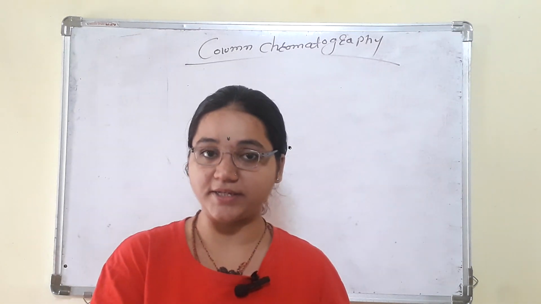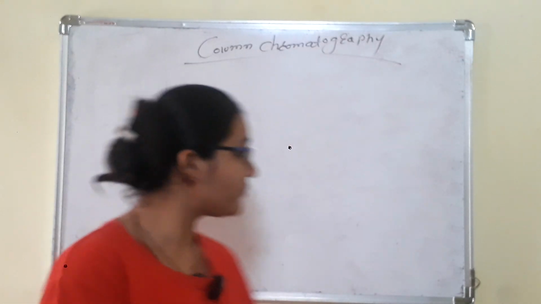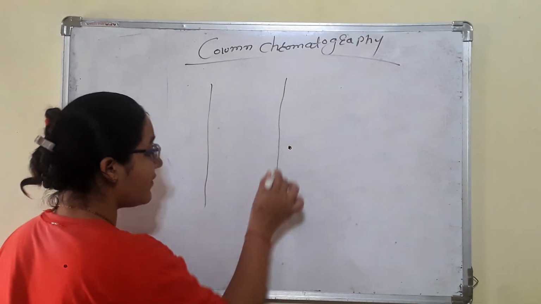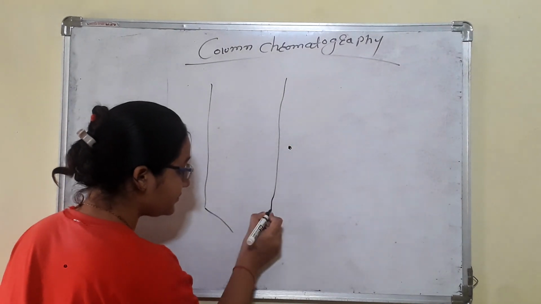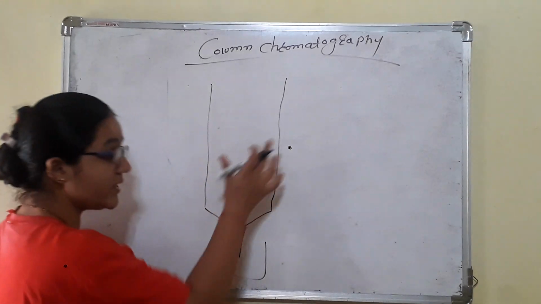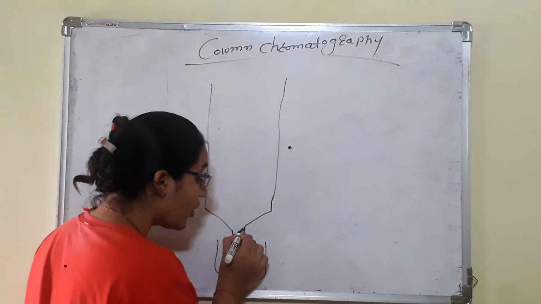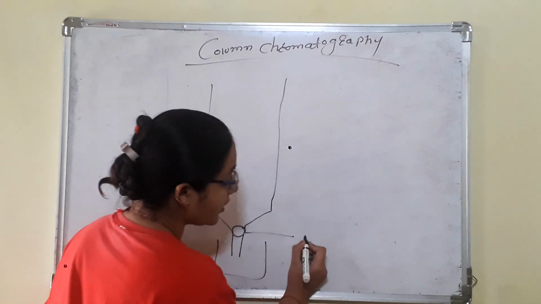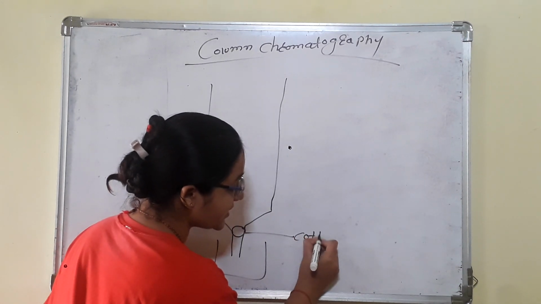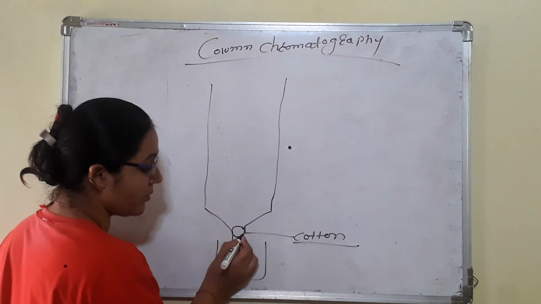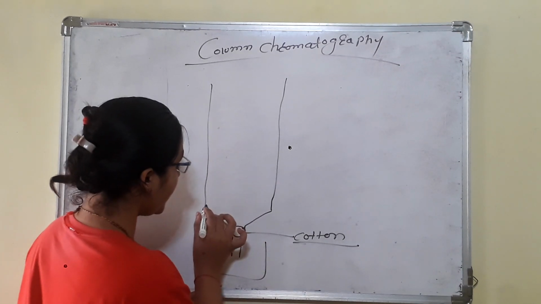Okay, so look at this, guys. This is our tube-like structure, the column. Okay, so in this column, firstly we apply cotton at the bottom of the column. Then we add sand.